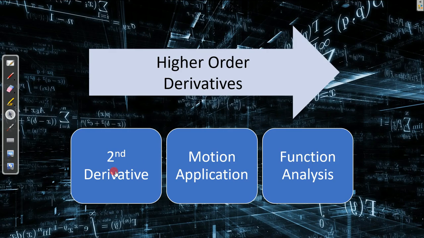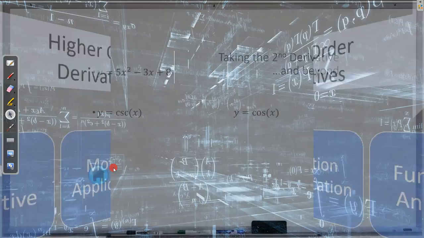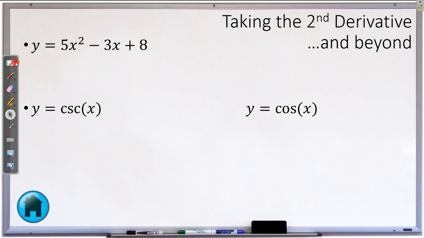All right, so first let's take a look at the second derivative. Got a couple examples here, and it starts off nice and easy. Here I have a nice polynomial, 5x squared minus 3x plus 8. So we'll take the derivative, y prime. The derivative is just the power rule. We get 10x minus 3, since the derivative of negative 3x is negative 3, and the derivative of 8 is 0.